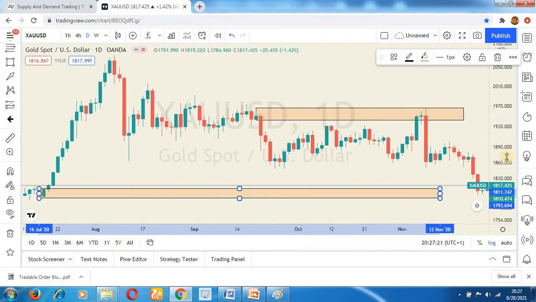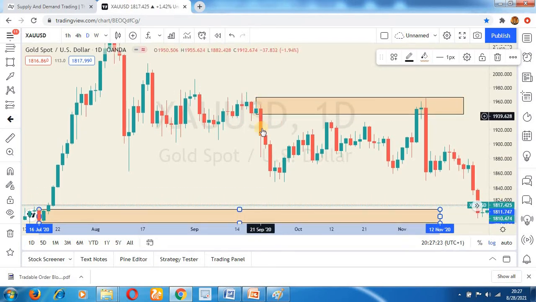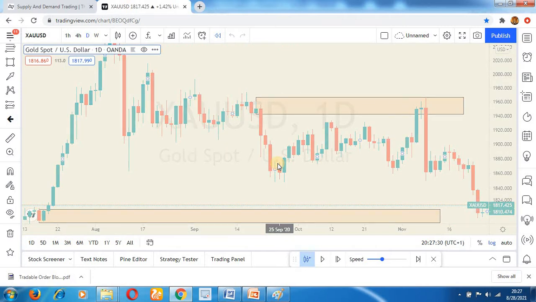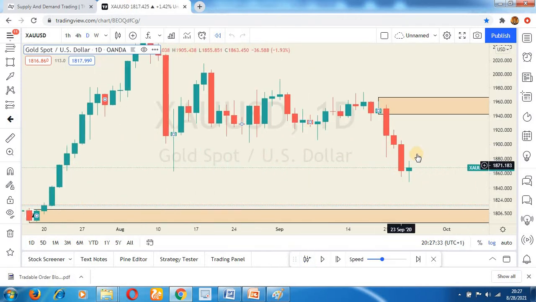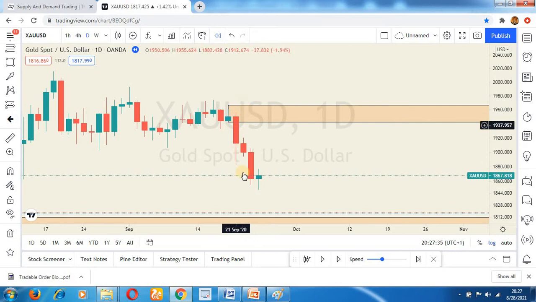Like I told you, once there is an inefficiency in the market, this caused an inefficiency in the market. Now let me use the replay. Let's see what happened at this point. Because of this inefficiency, price had to come back to fill up this imbalance. This zone is a zone of imbalance. Price had to come back to fill it up before going down. Now let's play and see what happened.